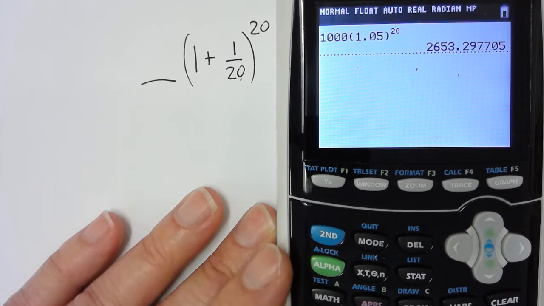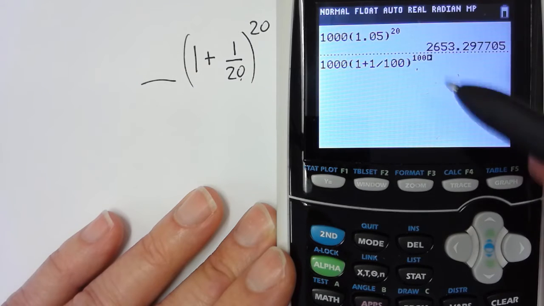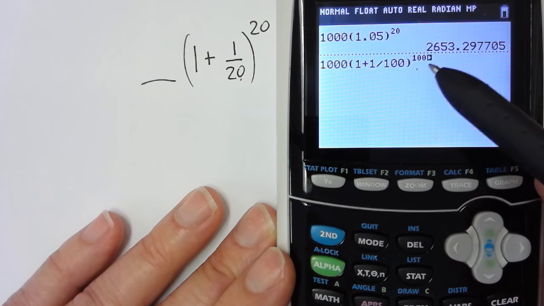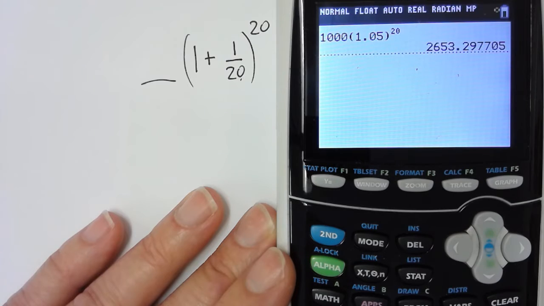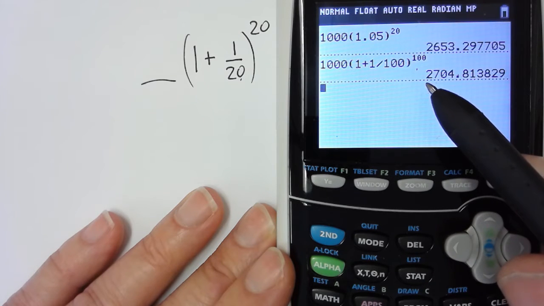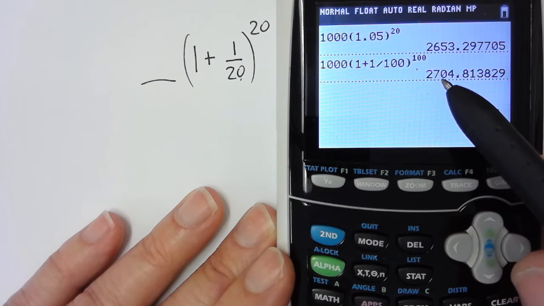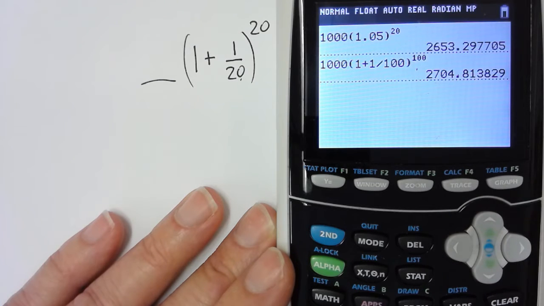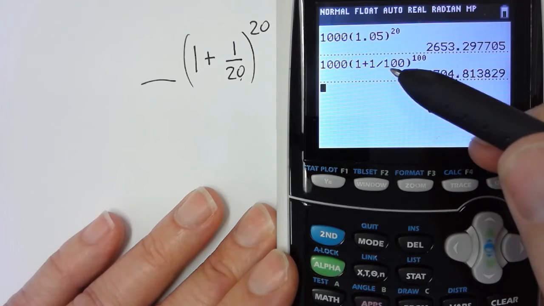Well, let's do this more times. So we're going to do $1,000, and we're going to do 1 plus 1 divided by 100, and then we're going to raise it to the 100th power. So we are going to have 1% more. 1 out of 100 is a penny more. So it's 1% more for 100 times, for like 100 years on $1,000. Okay, well, you're going to have $2,703, which is 2.7 and change more. So this was 2.65, and this is 2.7. Well, it's more money, but it's not a crazy amount more, even though it's 100 times versus 20 times. But what's happening here is that's getting closer to one, and that just keeps getting bigger.